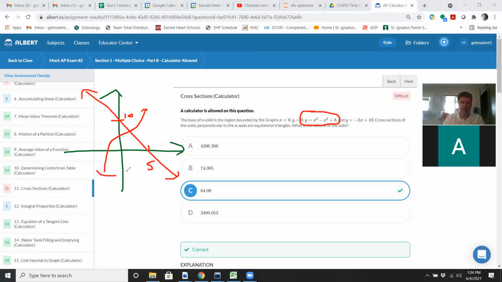Well, we've got this in the calculator anyway. So let's call this y1. Let's call this y2. That's usually a good idea. X cubed minus x squared plus 8. And of course, negative 2x plus 10. All right, come on. Graph the center window. Yeah, so that was a little off my graph. That's okay.